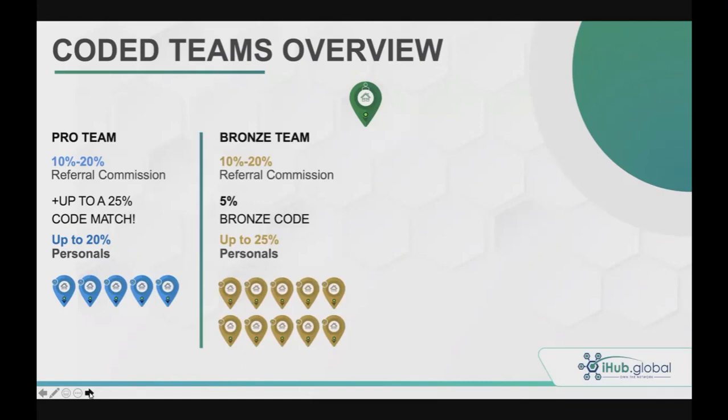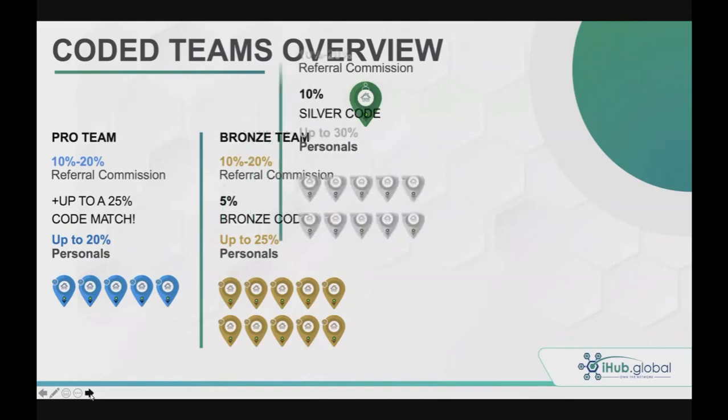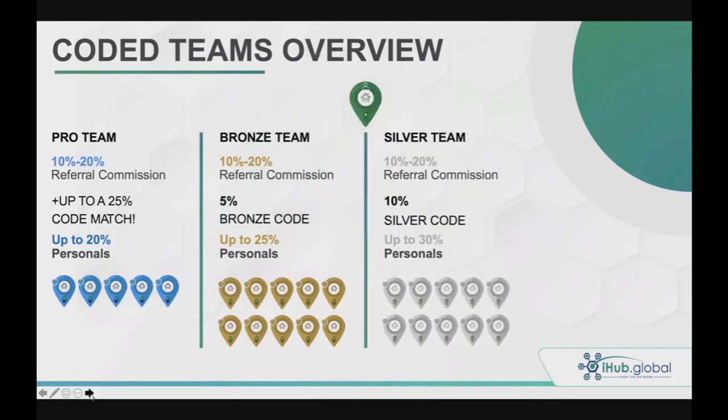Bronze team. On your bronze team, you get 10 to 20% referral commission, the same thing, depending on what you do with your personals. And you get a 5% code. So you get up to 25% on all of these people. That's incredible. 25% of all the HNT that your bronze team generates on your personals goes to you, if you work with them and get them to do their 5 mining assessments. On your silver team, it's 10 to 20% plus a silver code, so you're up to 30% on all 10 of these boxes, these personals that you have placed out there.